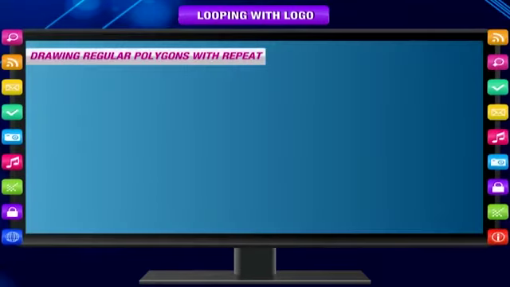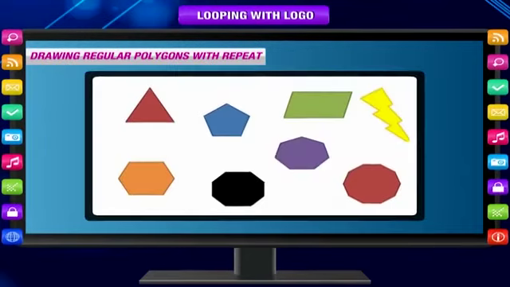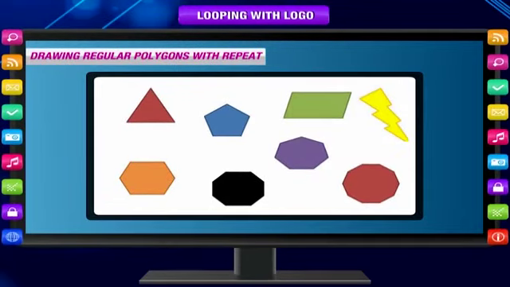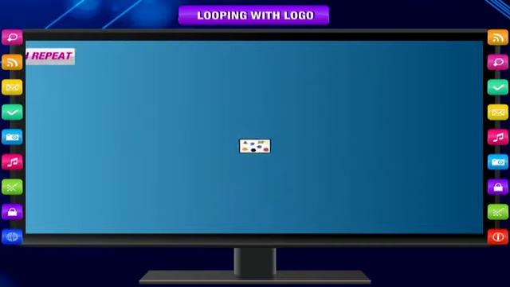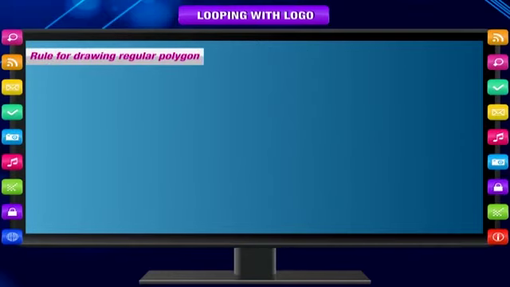Drawing regular polygons with repeat. A figure closed from all sides is called a polygon. A regular polygon has all its sides of the same length. Rule for drawing a regular polygon. There is a rule for drawing a regular polygon.